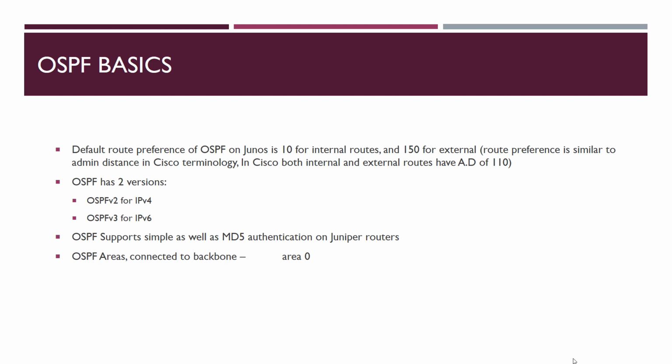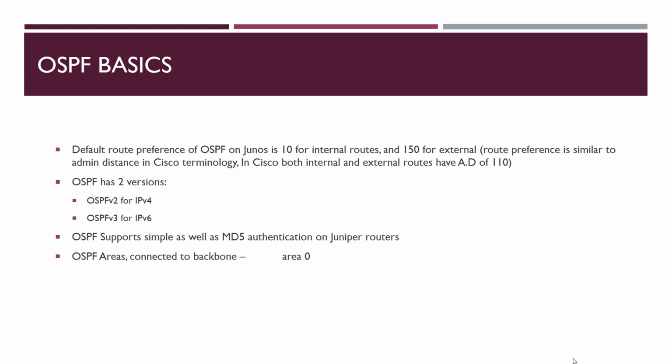OSPF currently has two versions, OSPF version 2 for IPv4 and OSPF version 3 for IPv6. OSPF supports simple as well as MD5 authentication on Juniper routers. And as I mentioned earlier, OSPF can have more than one areas, but all the areas need to be connected to the backbone area, that is area 0. We can have only one area.